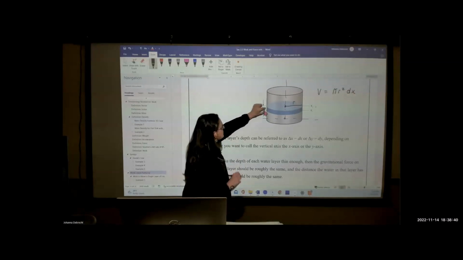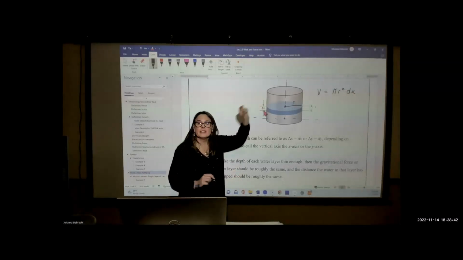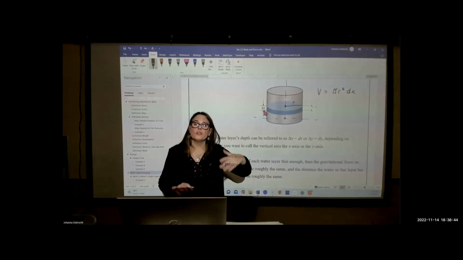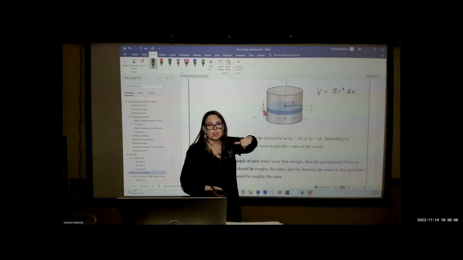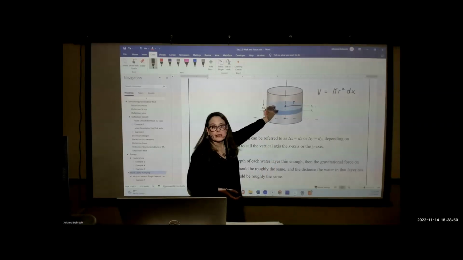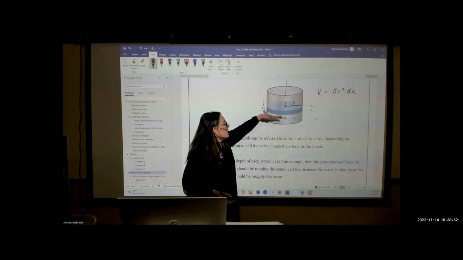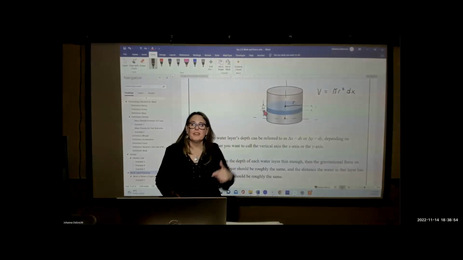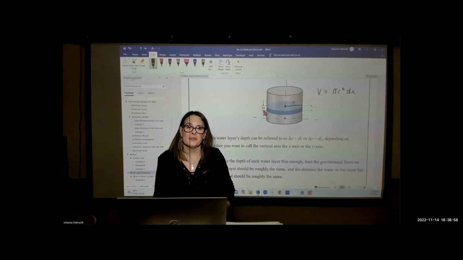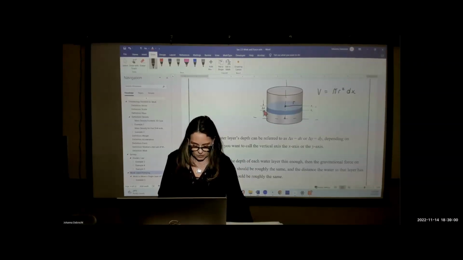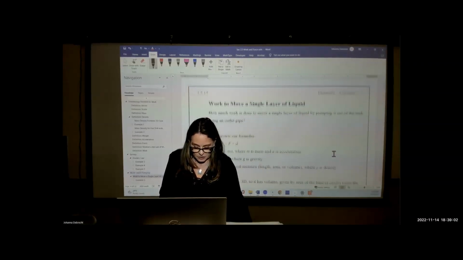And delta x is the thickness of that layer, and it's very, very thin. And of course, you know what we're going to do. We're going to partition the water into a lot of little layers. We're going to allow the thickness of each layer to go to 0 and the number of layers to go to infinity. We're going to get a Riemann sum. We'll take the limit of it as n goes to infinity to get the definite integral. So let's take a look now.